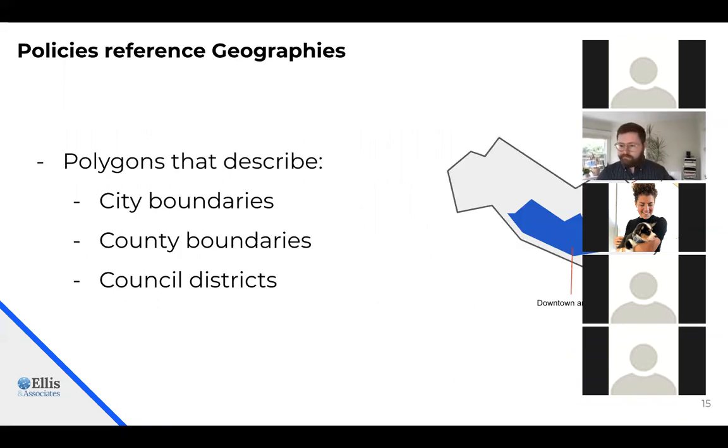Also, it has a reference to geographies. These are the things that we understand by using maps, on what defines a downtown area or a city boundary, or any number of geographic features. Those are essentially defined by a polygon, which is simply a geometric shape that you might recognize in Google Maps. And so it's referenced by the policy as well.